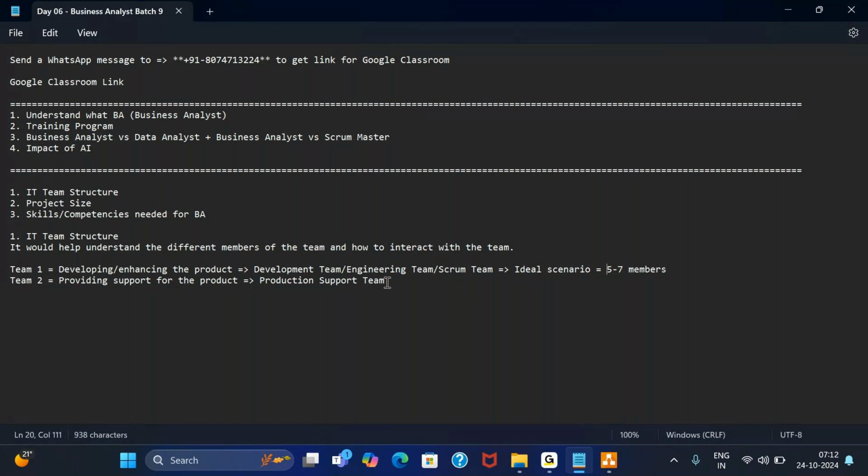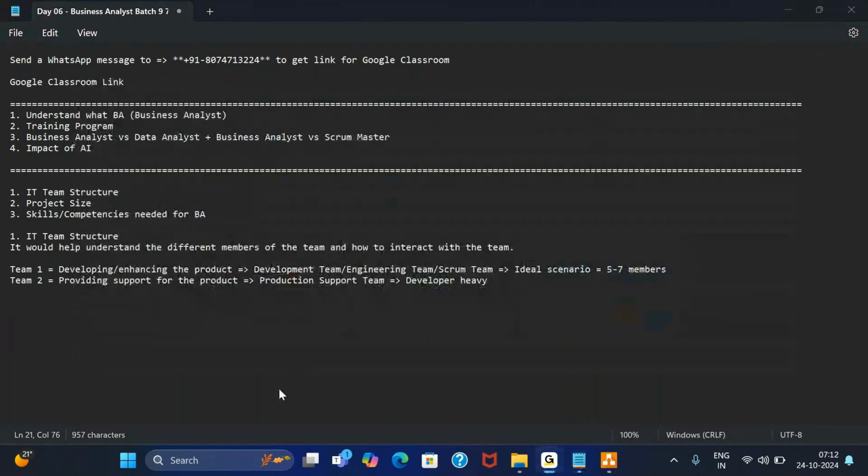Now, in the second type of cases, production support, there is no fixed team size as such. There could be one BA and 5 to 6 or 7 developers. Like I said, production support is developers heavy team. This is developer heavy team, but majorly not lot of people are working here. I mean, not lot of people are doing coding here.